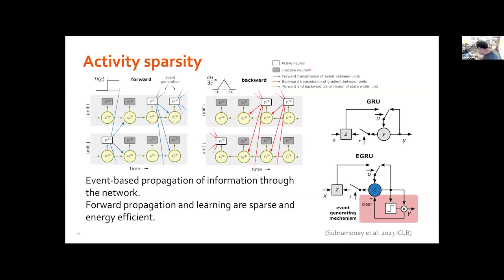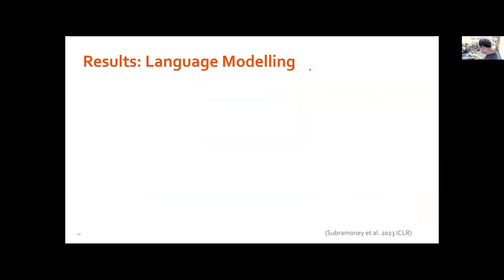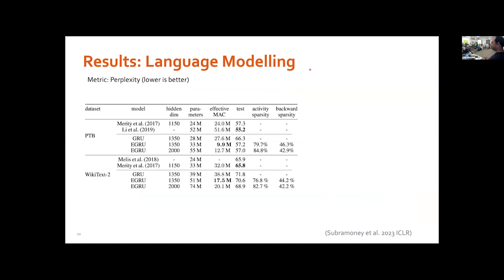So with these models, as it turns out, we tested them on lots of different tasks. And even with language modeling, these models were able to do as well as the best recurrent models from around 2019, which was this LSTM-based model, but much more efficiently.